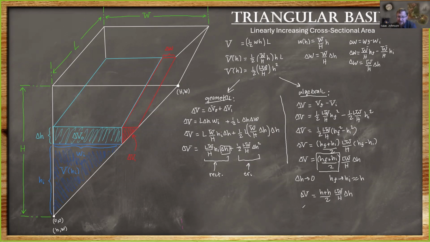And this is super nifty. It's really nice that those h's add to 2 and cancel with the 2. Because what you're left with is length times width over height, one factor of variable h times delta h. What does this represent geometrically?